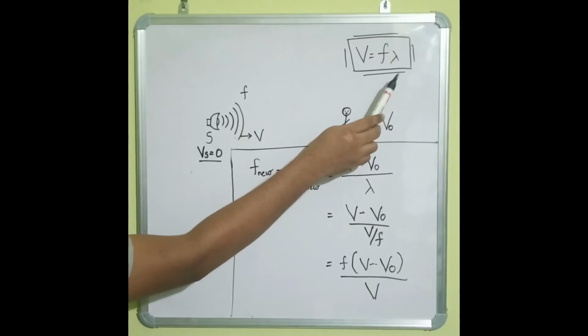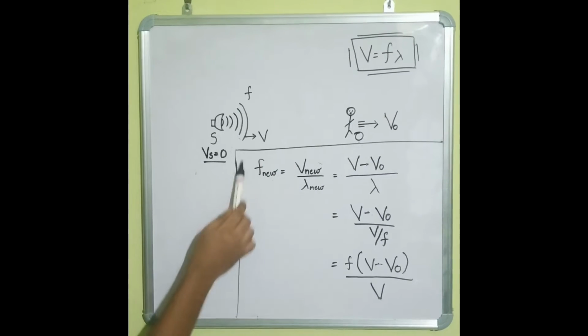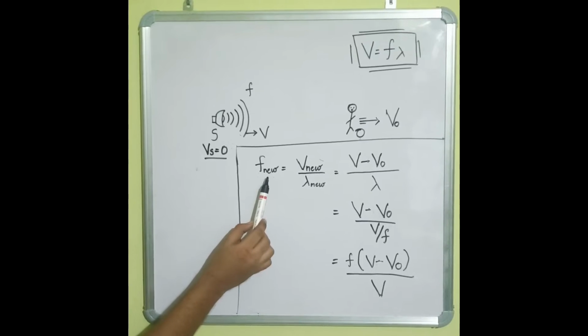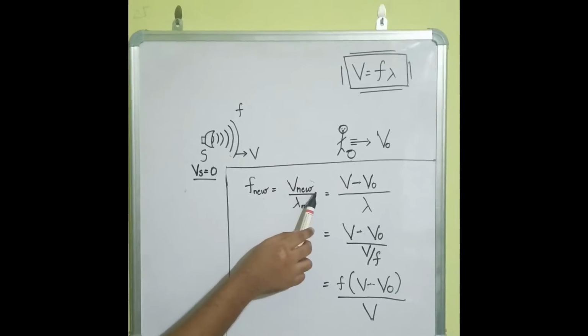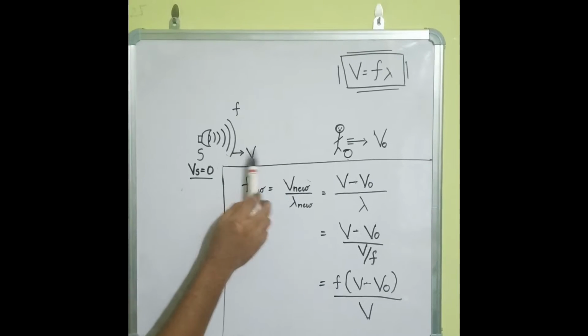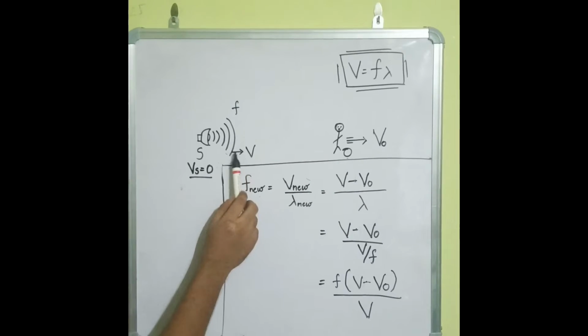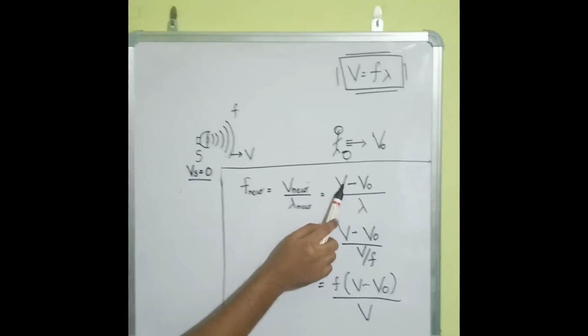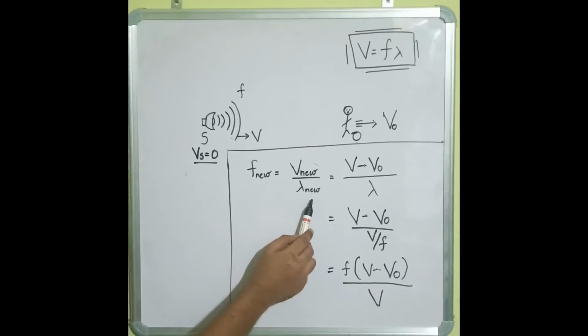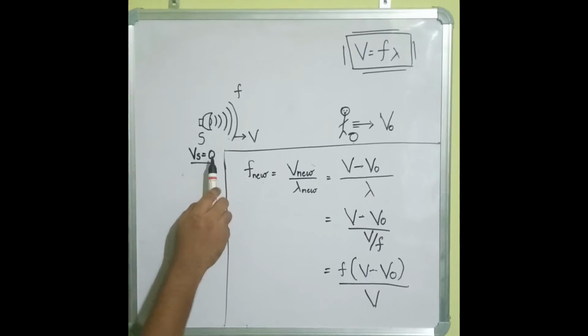With the help of our umbrella formula, we got this formula. Here f' refers to the frequency of the wave with respect to our observer. V' refers to the velocity of the wave with respect to the observer. Since they are moving in the same direction, by the relative motion concept, we got v minus v naught. Here lambda' equals lambda because the source is not moving.